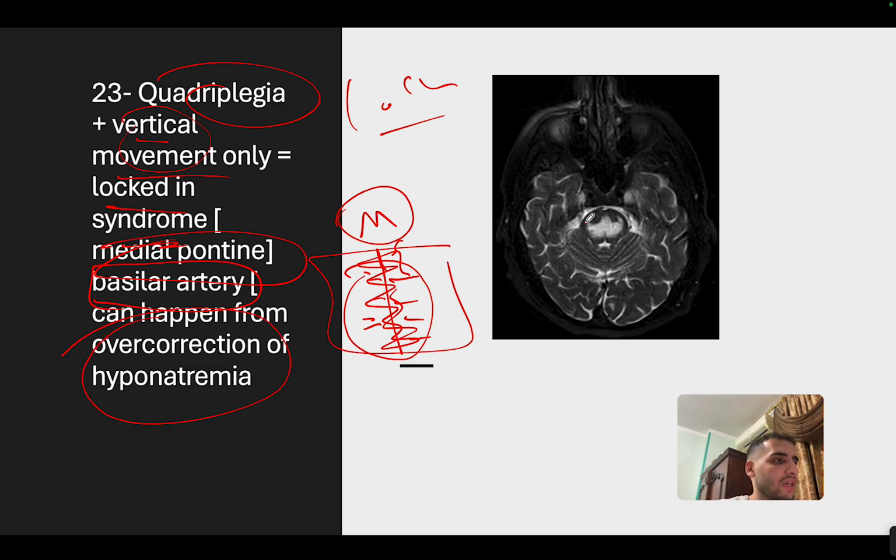And this is important. And this is here. It is the myelinolysis that can happen from rapid correction of hyponatremia. I think it's called central pontine myelinolysis or something like that.